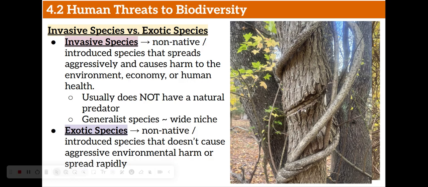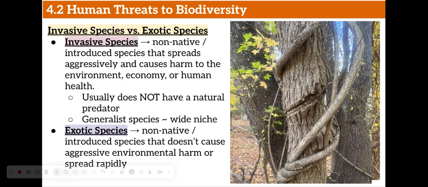Trees provide so many ecosystem services: supporting services like oxygen, provisioning services like food and timber, and even cultural services like beauty and aesthetics. So when you introduce these species to an area, they can cause widespread harm, and that would be an invasive species.